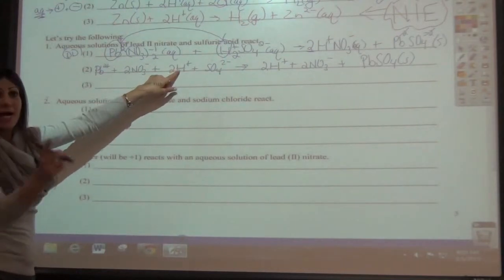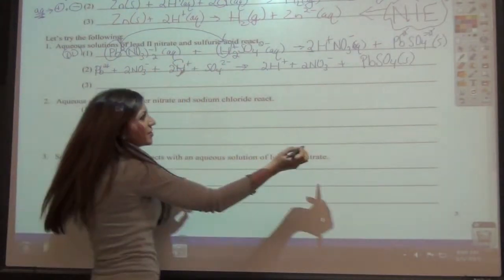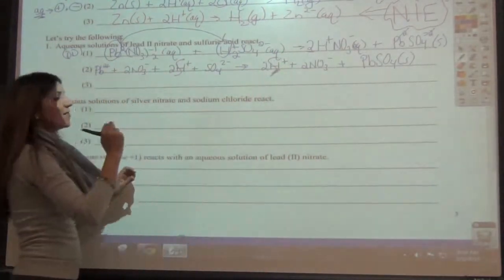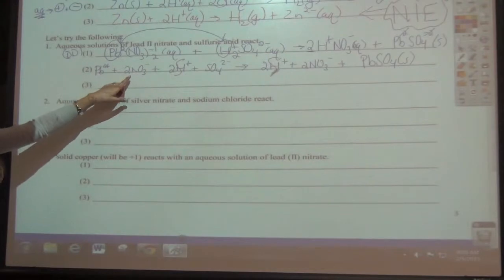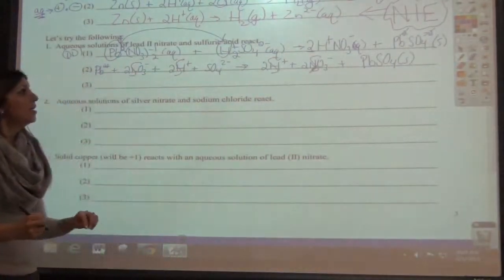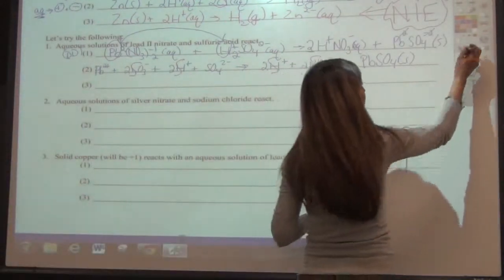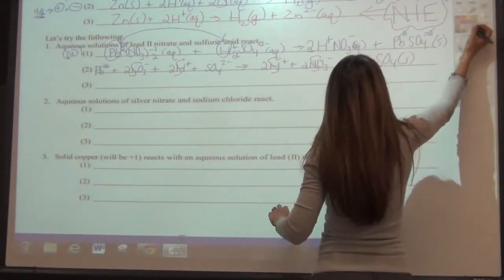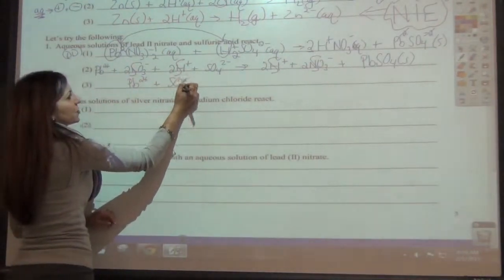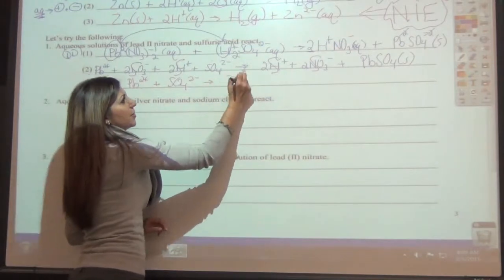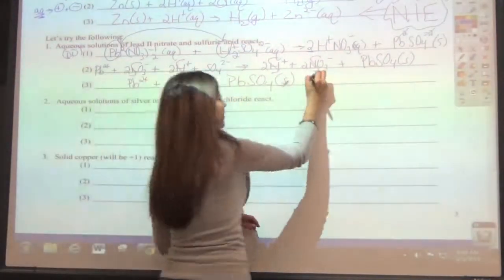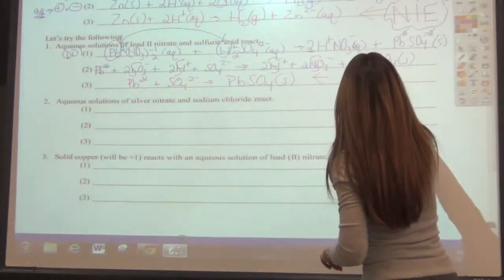Perfect. I see the hydrogen. I heard hydrogen. So that looks exactly the same on both sides. So this one here with this one here. And then I heard another one. Nitrate. Perfect. The NO3-, the nitrate, also looks exactly the same. So what are we left with? We're going to rewrite what we're left with. And what we're left with is Pb2+ plus SO4 2- yields PbSO4 solid. And again, this is what we call our NIE.